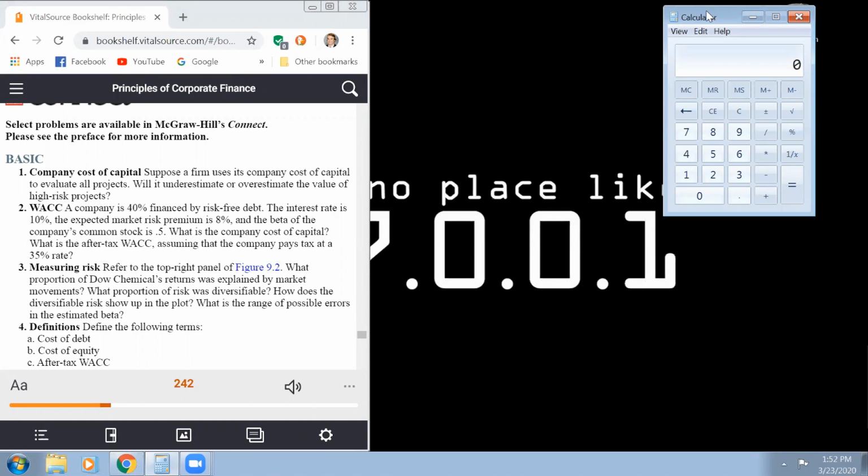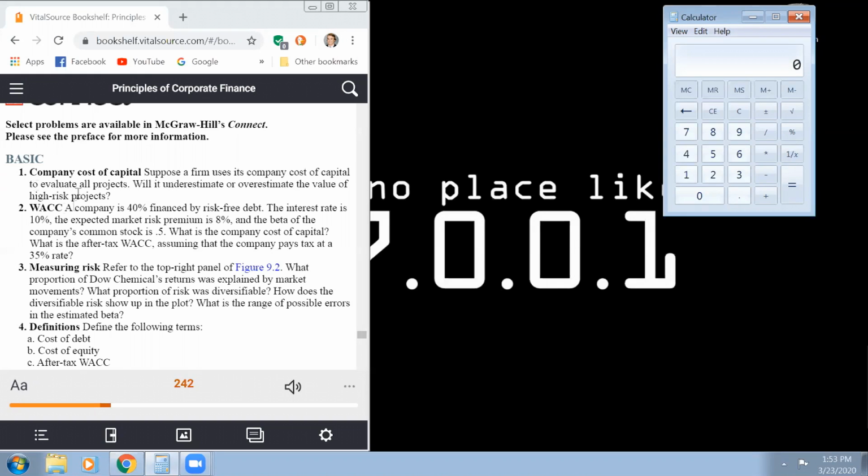So Chapter 9 is regarding risk and the cost of capital. We are introduced to WACC in this chapter, which stands for the weighted average cost of capital. It takes into account the financing structure of the business, so whether it's financed primarily by debt or by equity, those are all factored into WACC. So let's get into it.